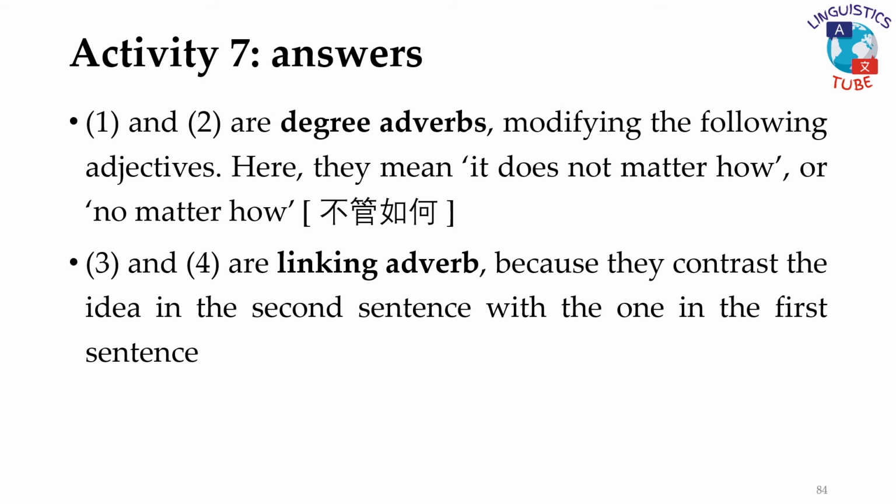Specifically, 1 and 2 are degree adverbs because they modify the adjectives afterwards. In terms of a definition, however here means it does not matter how, or no matter how. If you say these instead of however in the first two sentences, the meaning of the sentences becomes clearer. Regarding sentences 3 and 4, they are linking adverbs. Specifically, they are contrast linking adverbs because they contrast the idea in the second sentence with the one in the first sentence. Look again at the two sentences to see exactly what has been contrasted.